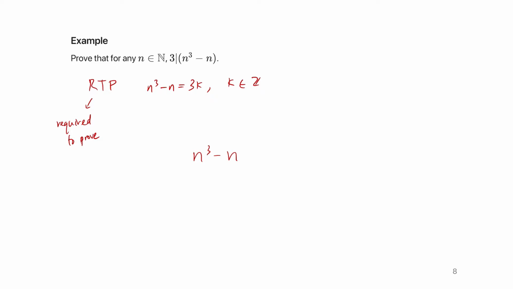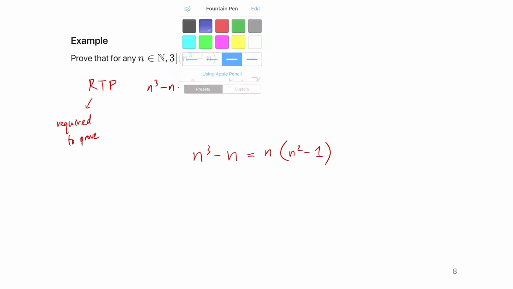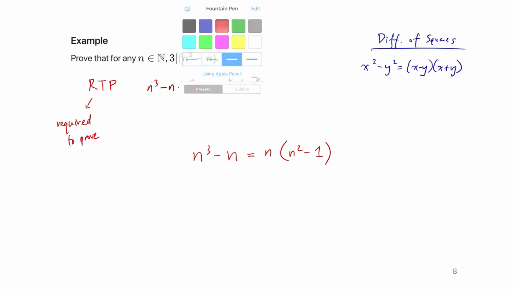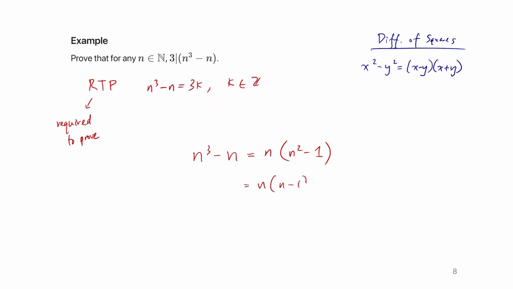So the first thing you'd factor out is the common factor of n, right? So I can say this is n times n squared minus 1. And then how can we factor this even further? Exactly. We will use the difference of squares, which if you haven't seen it, that's fine. It says x squared minus y squared is x minus y times x plus y. So we'll employ that. So we have n minus 1, n plus 1.